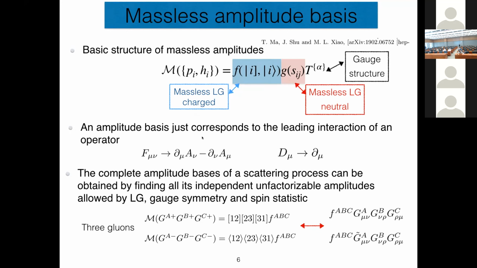The amplitude basis just corresponds to the leading interaction of the operator. This means that, for instance, when you write down covariant derivatives, you just forget about all of those pieces for the gauge bosons. You only write down the part which has these derivatives: you write F_{\mu\nu} as the partial derivative, and the covariant derivative as the partial derivative. Similarly, you can find the amplitude basis according to their independent unfactorizable amplitudes. For instance, for the three gluons, you have these contributions. They have different results, and they just correspond to different operators.